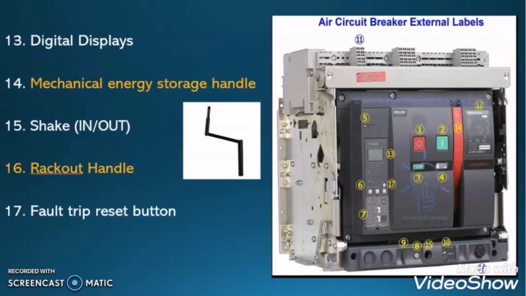Now let us move further to the next detail present in the air circuit breaker, that is the digital display. This is the digital display. Here you can see the line to line current, line to line voltage, line 1 current, line 2 current, line 3 current, the power factor, and many more things. For that there is a menu button and left and right buttons also. From there you can change and select the menu to find these values which I told you.